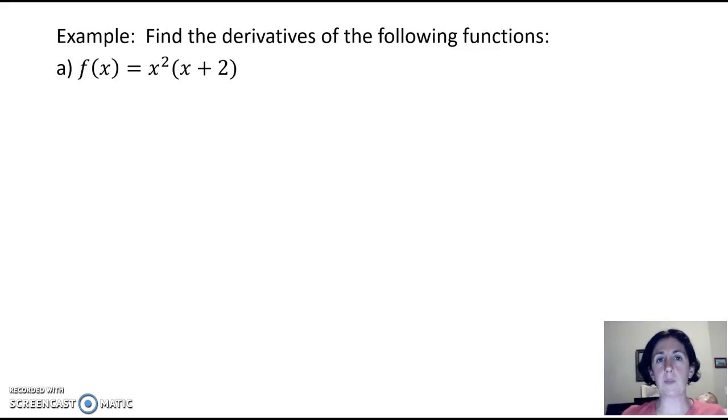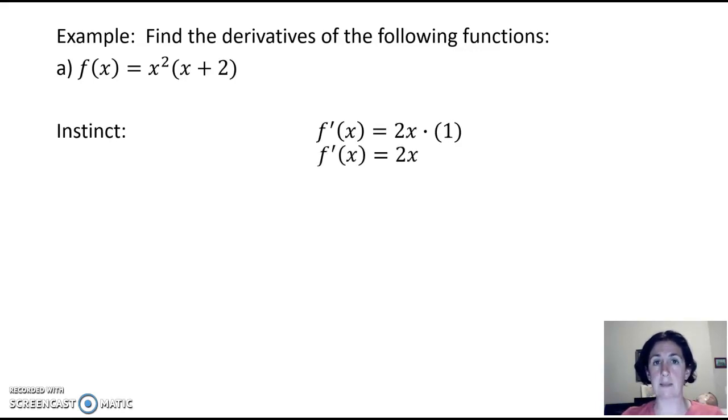Now, the product rule is big and long, and it looks kind of messy, so how do we know that it works? I know what your instinct is telling you. Your instinct is saying, well, if I was going to take the derivative of x squared times x plus 2, I would just take the derivative of x squared times the derivative of x plus 2. The derivative of x squared is 2x, and the derivative of x plus 2 is 1, and so that would give us a derivative of 2x.